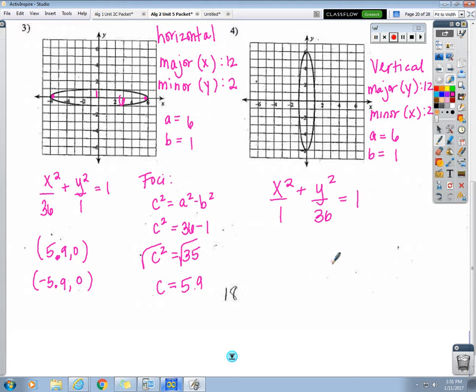And so the foci is also going to be the same, except for the fact that it's up 5.9 and down 5.9. So when you write your coordinates, it's 0, 5.9, and 0, negative 5.9, because they're on the y-axis this time, so the x coordinates are 0.